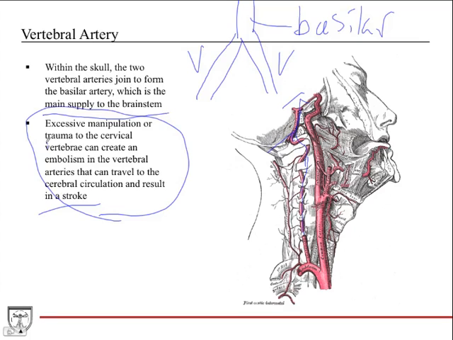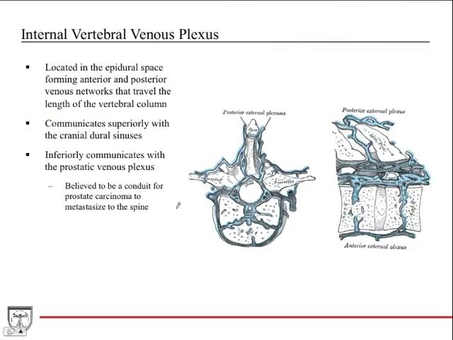The other thing to note is trauma. Another example is surgery. If you're operating on the cervical vertebrae, the vertebral artery is something you want to be very aware of because you do not want to damage it. We'll just go through these briefly.